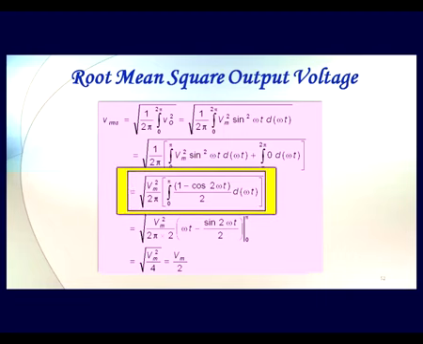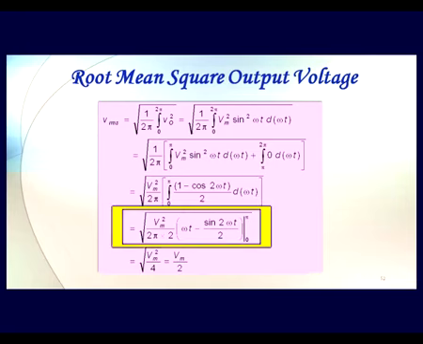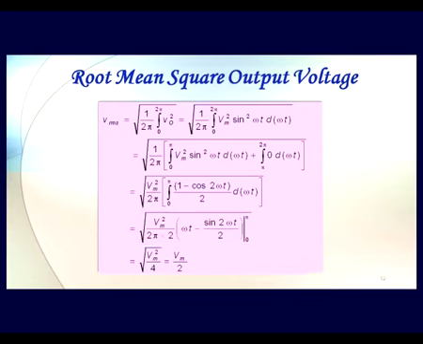Sin square omega t d omega t we can always replace by (1 minus cos 2 omega t) by 2 d omega t, and integrate it, we get omega t minus sin 2 omega t by 2 in the integration limits of 0 to pi. So if we substitute the values of 0 and pi in this sin 2 omega t, it is going to be 0. So omega t is the only surviving component here, which will give us an output of Vm square by 4, root of that is Vm by 2. So the RMS voltage of our half wave rectifier will be Vm by 2.